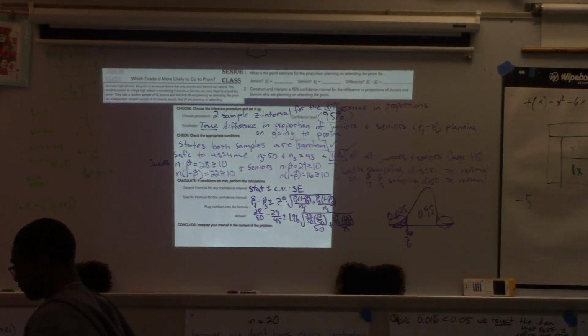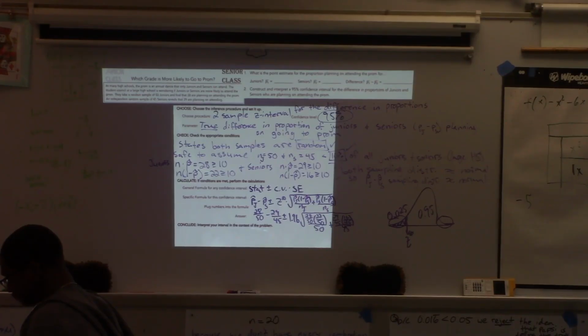It's gotta be a mu, not an X bar. It's gotta be a P, not a P hat. It's gotta be a sigma, lowercase sigma, not an S. Is it because we're trying to estimate the parameter? You don't have to estimate a sample. You're estimating a parameter. Right.